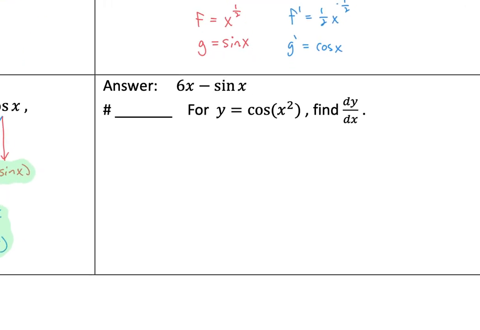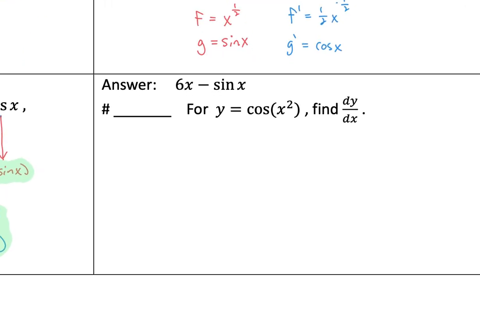Okay, next one. So definitely chain rule, right? You have a trig function of something other than x, here x squared. So that x squared is going to be the inside function, so we'll call that g. And the outside function will be cosine x.